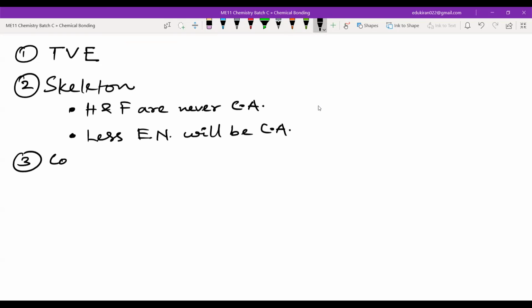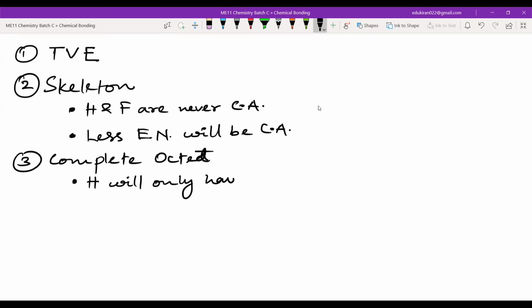Then complete octet. That means each of the atoms should have 8 electrons. But there are some exceptions here. One exception is that hydrogen will only have duet, because it has only one shell. That means it can hold only 2 electrons.